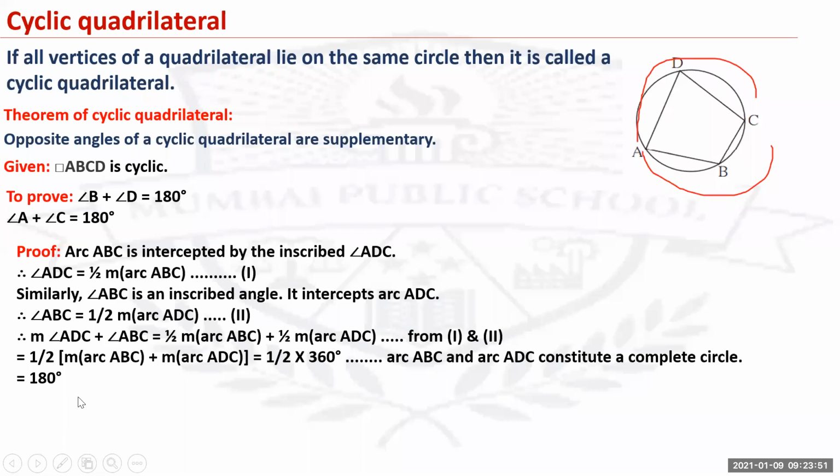So you've got angle EDC and angle ABC equals 180 degrees. Now, similarly, you can prove that A plus C equals 180 degrees. Understand? If you take the two other angles and the two other arcs. Is this clear to all the students? No doubt still here? So let's move ahead.